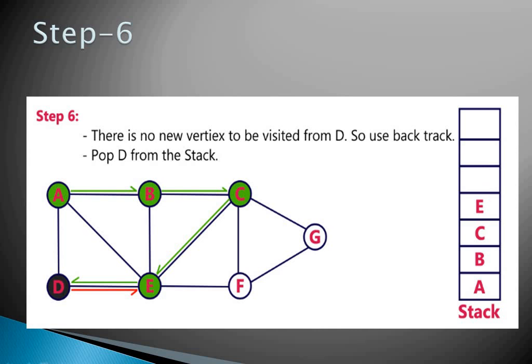This is the most important concept, and this is called backtracking. As soon as you reach the dead end, you have to come back, and whenever you come back, it's called backtracking. So there is no new vertex to be visited from D, so use the backtracking method and pop D from the stack. Pop D means deleting the element from the stack.